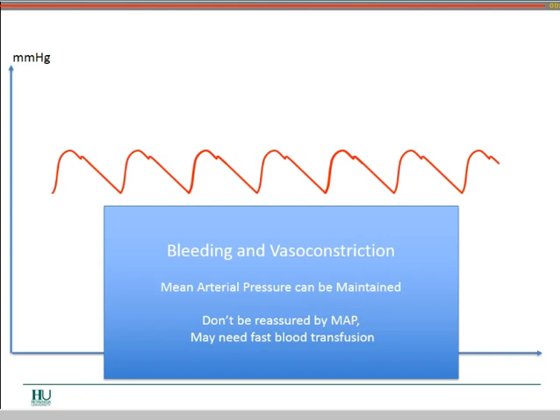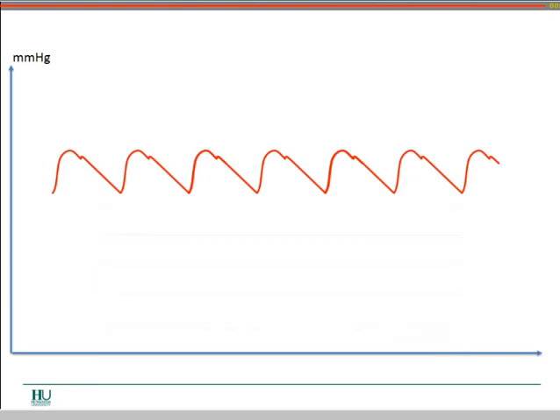An example of this are young patients with very good vasomotor tone that are bleeding. If we just focus on the mean arterial pressure, we may take this very wrongly. If I look at the perfusion, this is a patient that may require very fast fluid administration.